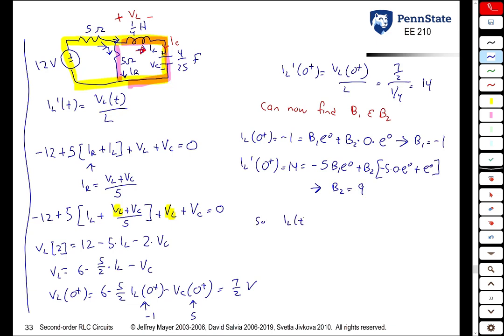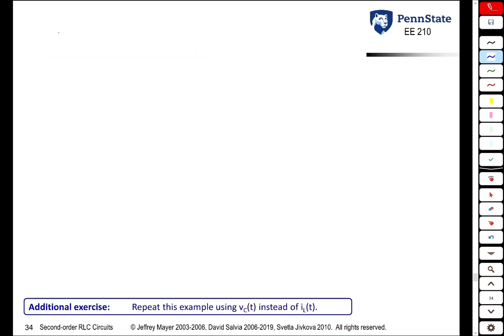So IL of t is now -1 e to the -5t plus 9 times t times e to the -5t amps. Guess what? We're still not done, because we still need not IL of t, but IR of t. So let's go back to this circuit.